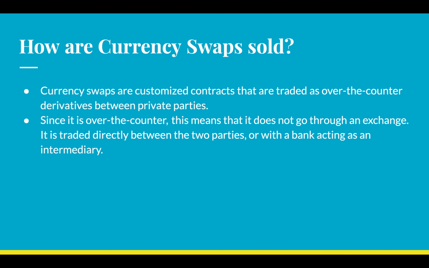Currency swaps are customized contracts that are traded as over-the-counter derivatives between private parties. Since it is over-the-counter, this means that it does not go through an exchange. It is traded directly between the two parties or with a bank acting as an intermediary.